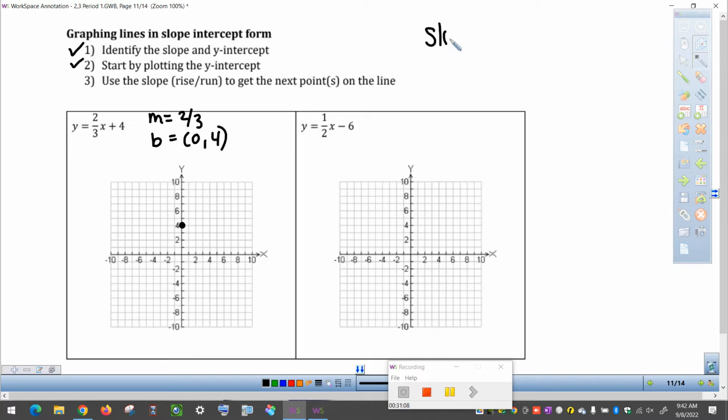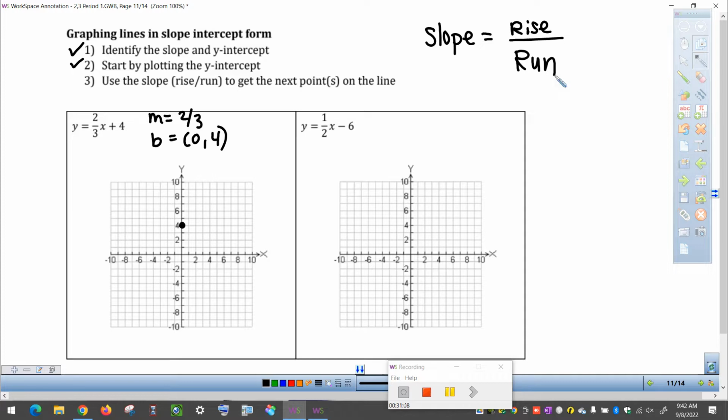And then here's how we're going to think about the fraction that we have for slope. So remember that the numerator part is representing the rise. That's the vertical change. So how far am I going vertically to get from one point to the next? And then the denominator part is the run. How far am I going over horizontally?